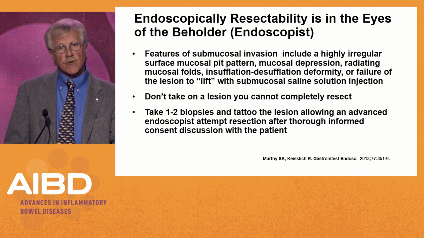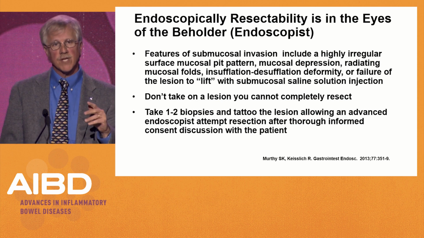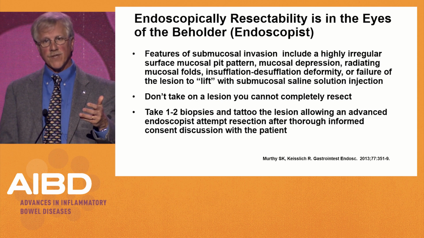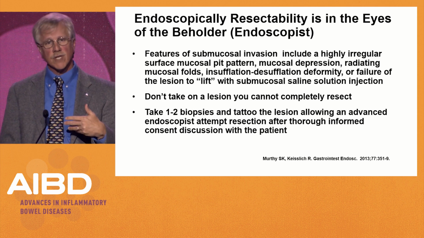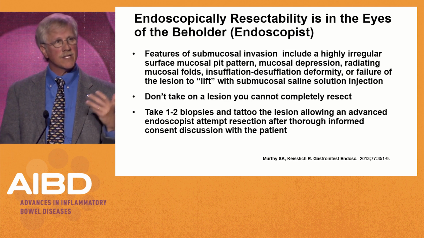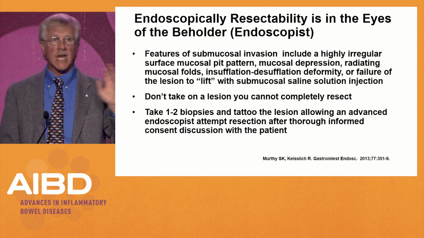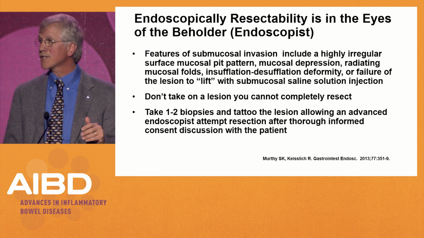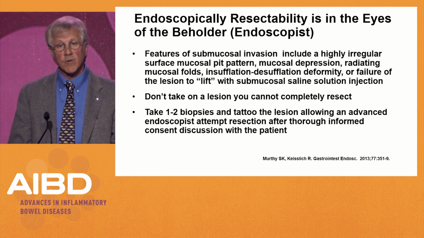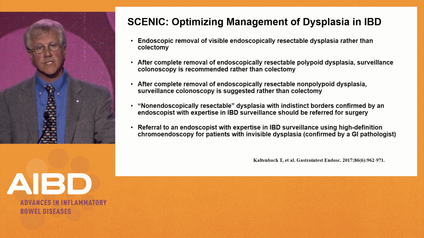Now, I mentioned this earlier, there are certain patterns that if you identify, this would suggest that the patient may have a malignancy. Submucosal invasion features, irregular surface pattern, inability to lift. And I mentioned earlier, don't go ahead and take on a lesion that you feel you can't take on. Take a biopsy or not even take a biopsy. If you're convinced it needs to come out by an advanced endoscopist, just go ahead, tattoo it, and refer the patient back where they can have a discussion of the risks and benefits.